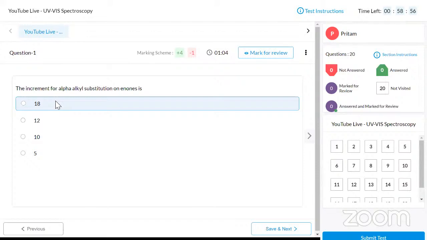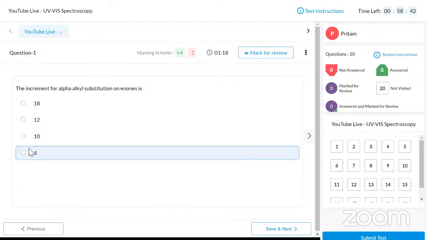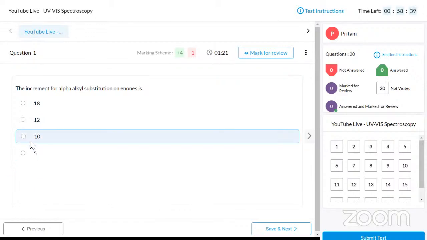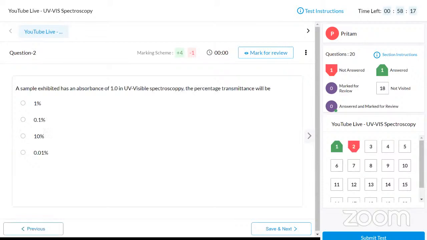So if you refer to the chart for alkyl substitution on enones, every alkyl substitution increment will have which of the following: 18, 12, 10 or 5. The answer is 10. So every alkyl substitution on any functional group or any compound having an enone is going to be 10. So let us proceed to the next. All this information about the alkyl substitutions, like for beta or gamma substitutions, I think the increment is 18. So accordingly, if you refer to the chart and memorize it, you'll be able to approach this MCQ very quickly. Moving on to the next question.